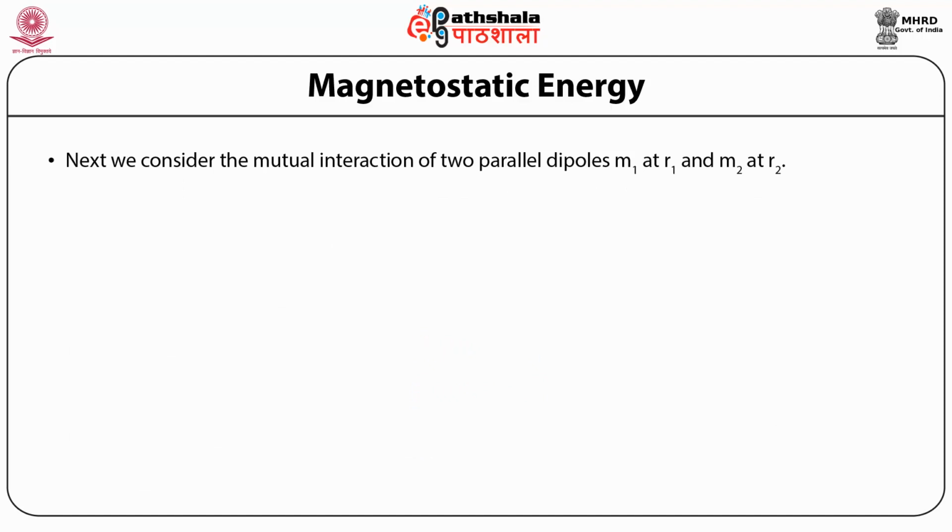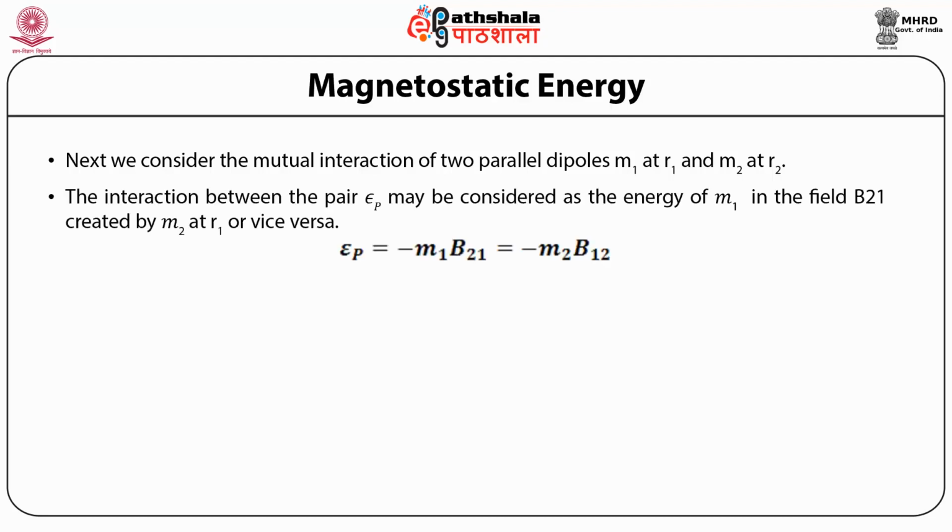Next, we consider the mutual interaction of two parallel dipoles, M1 at R1 and M2 at R2. The interaction between the pair, epsilon p, may be considered as the energy of M1 in the field B21 created by M2 at R1, or vice versa. Epsilon p is equal to minus M1 dot B21, which is equal to minus M2 dot B12. Hence, epsilon p is equal to minus half into (M1 dot B21 plus M2 dot B12).